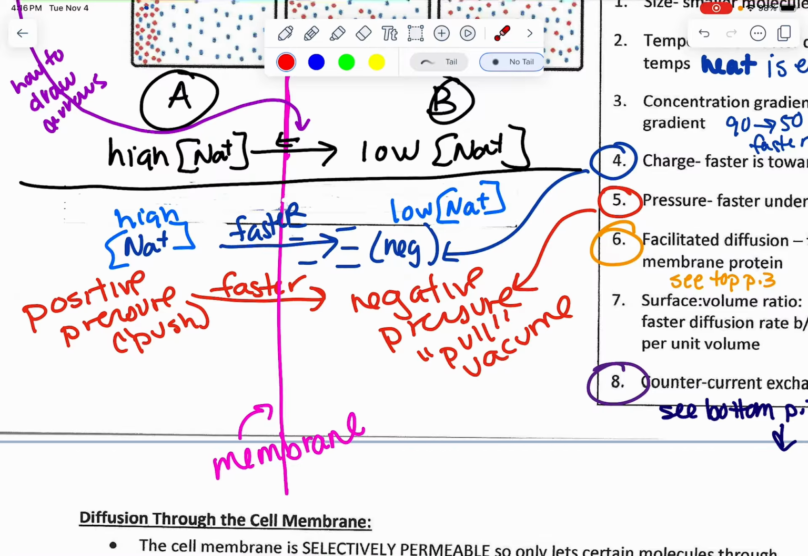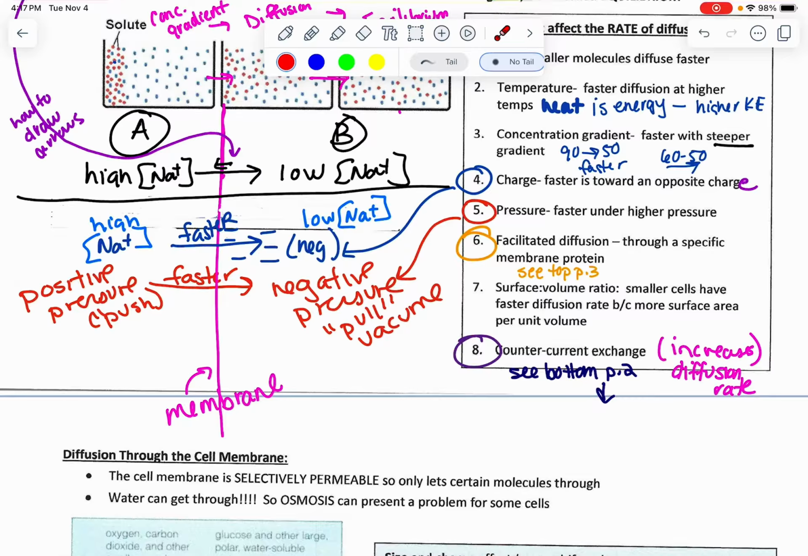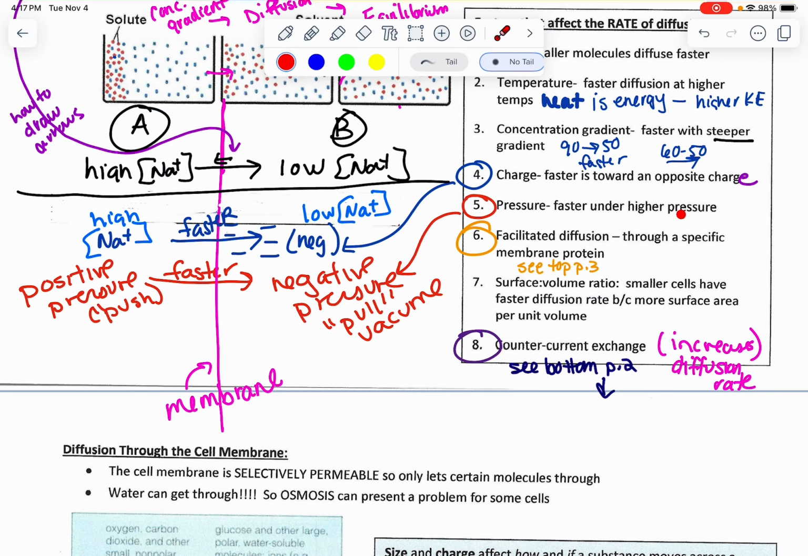We'll see some situations, especially in plant cells, where there's turgor pressure and that can affect the movement. It'll go faster under higher pressure, or if there's a positive pressure or a negative pressure, it'll push or pull that molecule to diffuse faster. Facilitated diffusion is when it's diffusing through a protein in the membrane. We're going to see that's going to be faster. That's at the top of page 3, which comes in later.